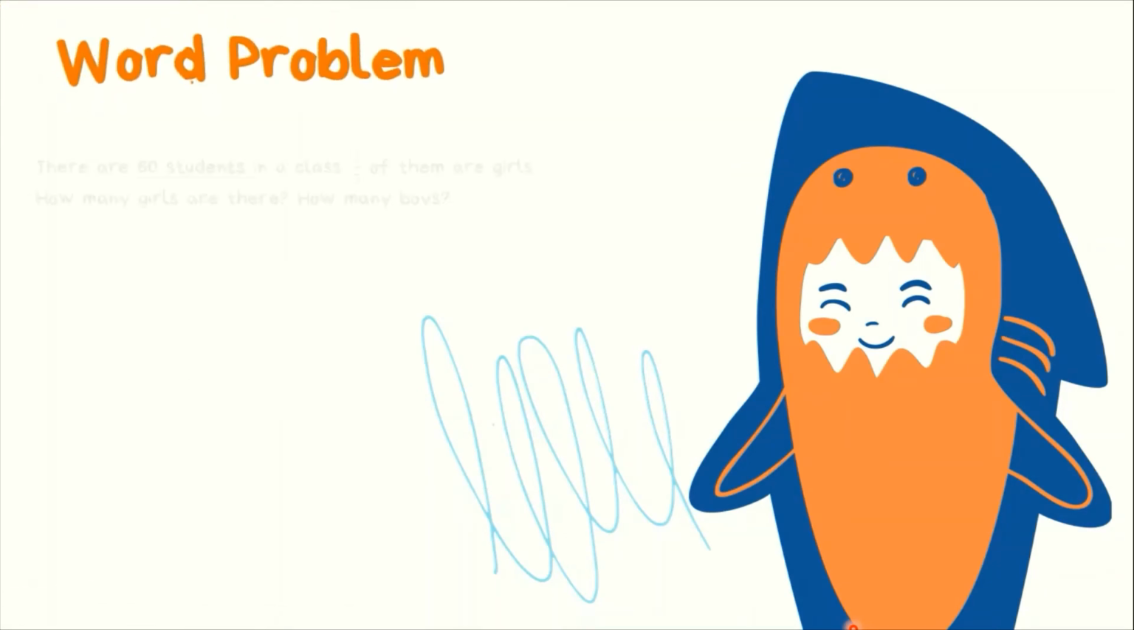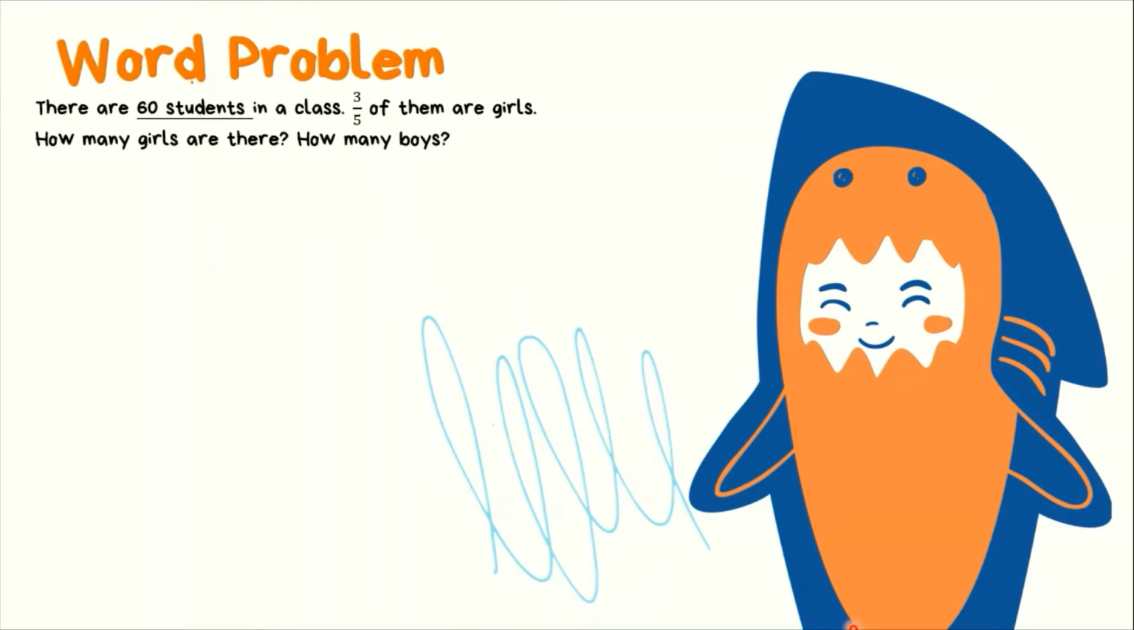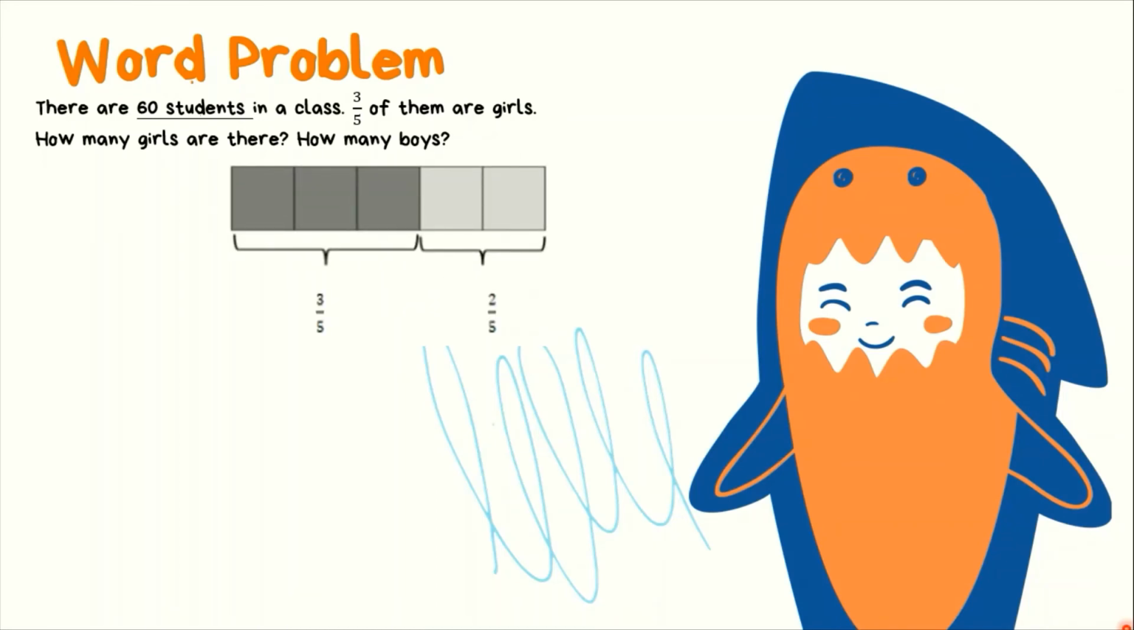Another word problem. There are 60 students in a class. 3/5 of them are girls. How many girls are there and how many boys are there? Let's use an illustration to help us visualize on how to solve this word problem. Meron tayo ditong 5 blocks dahil 5 yung ating denominator. Ang total natin na 60 students ay hahatiin natin into 5 dahil ang ating denominator ay 5. And then 3/5, 3 out of 5 ay girls. Kaya naman, ang natitirang 2/5 ay boys.